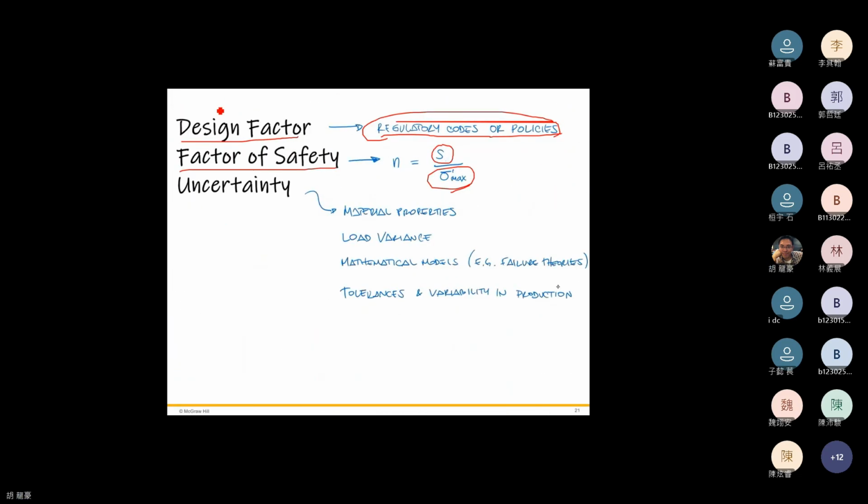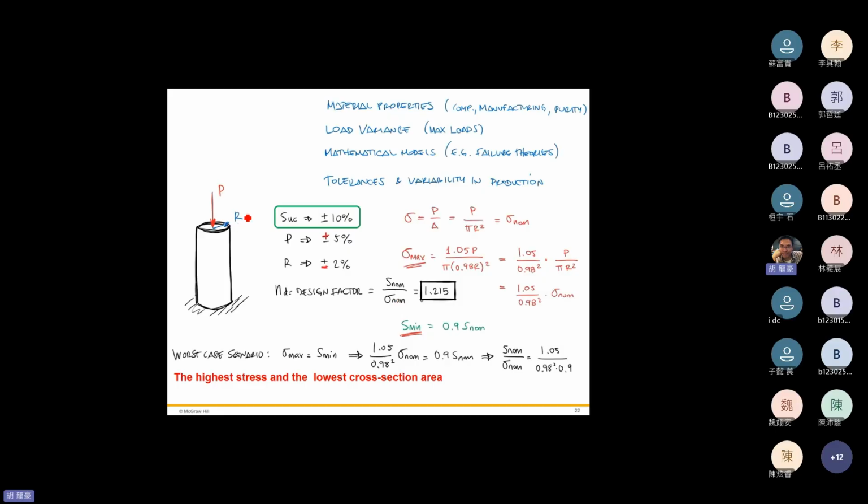Okay, the design factor is important because we have to consider the uncertainty of our product, our design, our components, like the material properties or the load variation, what kind of failure theory we use, or the tolerances and so on. There are many uncertainties for a product. Therefore, we have to define the design factor for the specific product, and they're different. So the design factor differs from the factor of safety.